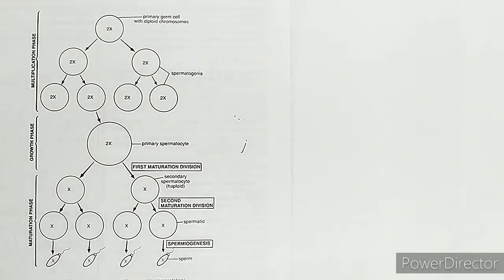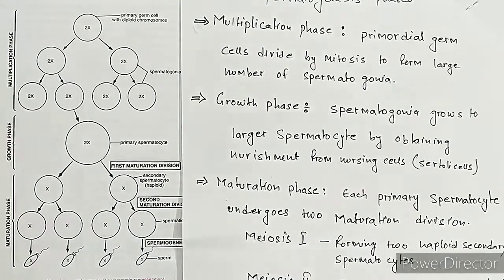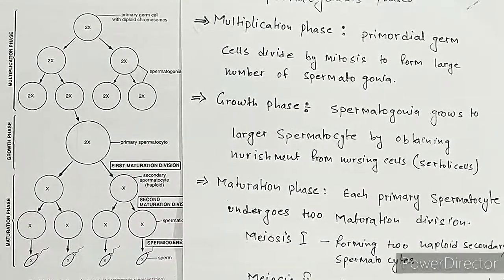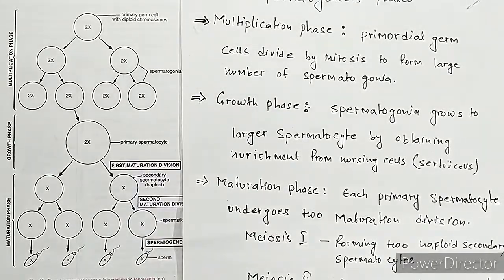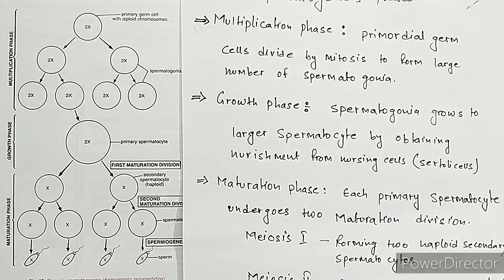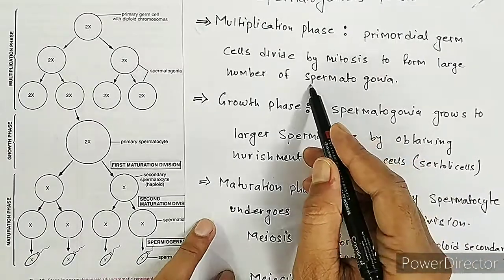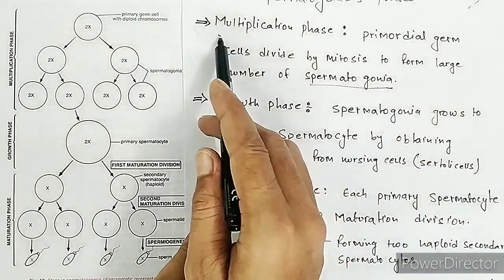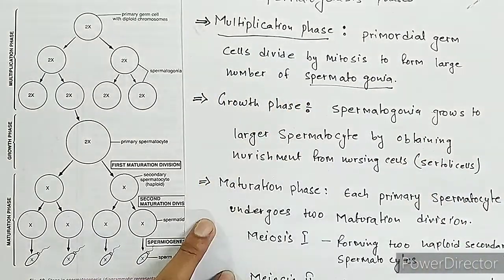And to understand this simply, the multiplication phase is when the primary germ cells with diploid chromosomes divide by mitosis to form a large number of spermatogonia. So they continuously divide and multiply, and they form spermatogonia, and this happens in the multiplication phase.